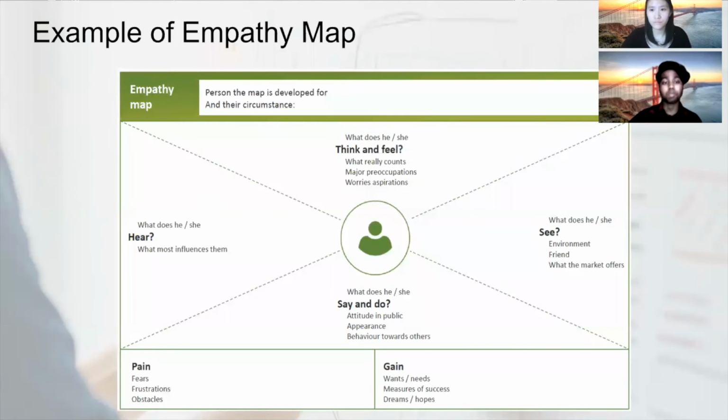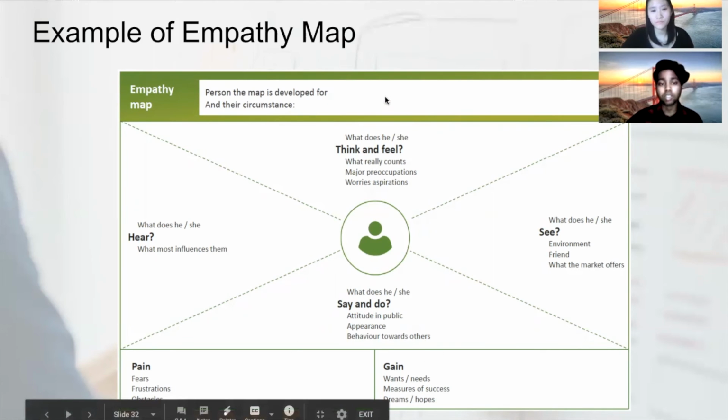And here's an example of our empathy map. As I said, these are the 4 important parts: think and feel; what do they hear, say, and do, and see. Over here in the middle, you can have a picture so that it looks as real as possible. And here are some supplemental portions that make it more alive.